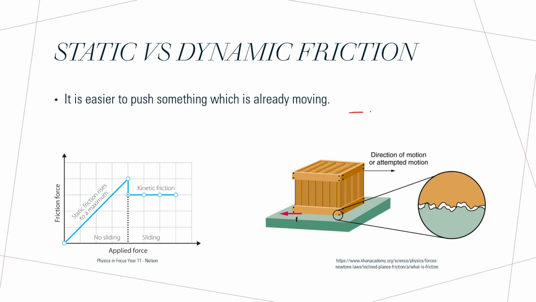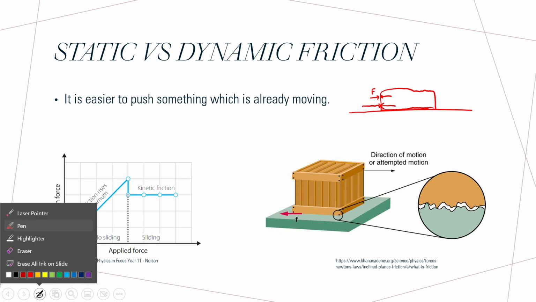So if I have a surface and some sort of object that's sitting on it that's about to get pushed, and I apply a force onto the box or the object. Now the force of friction will be equal and opposite, meaning that if I was to push with greater force, the force of friction will increase at the same rate. And that's being shown in the graph here.